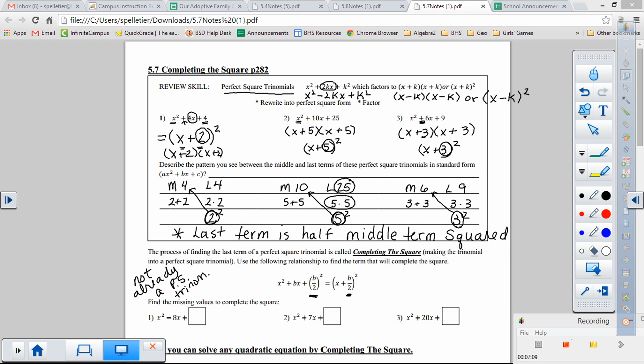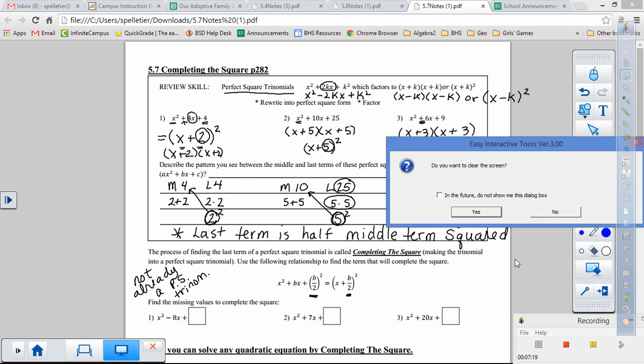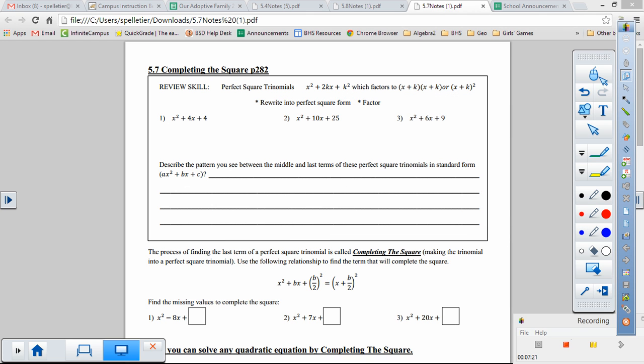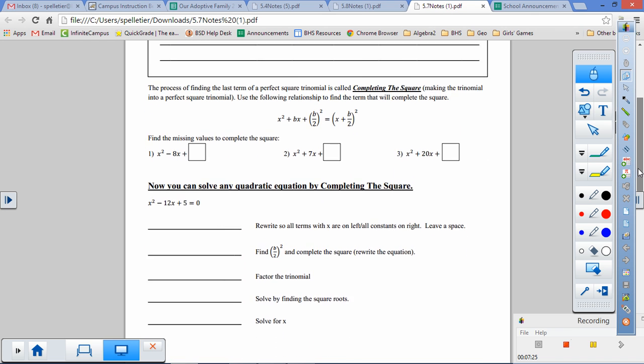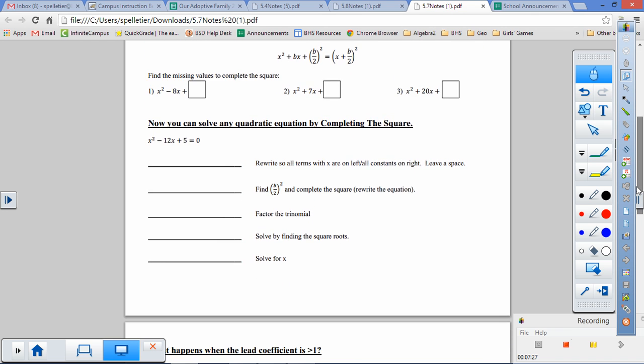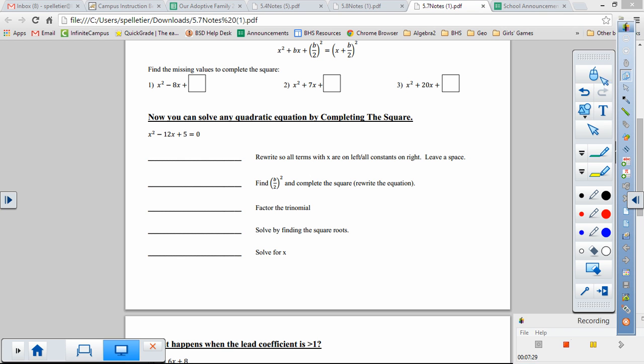All right, so I'm going to scroll the screen up here, and we're going to take a few minutes and practice seeing if we can at least just find what that term is, how you get that last term. Okay, so clear the screen, scroll the page up, and let's find some missing pieces. So in this first example, what we're asking you to do is just find the missing value that we would use to complete the square.